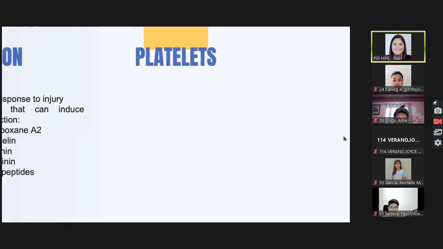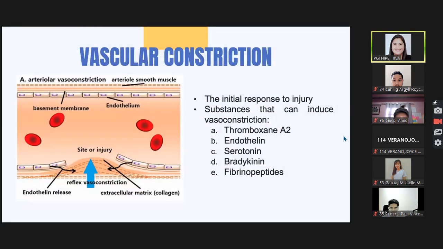I'm sorry. So vascular constriction is the initial response to injury. And you have to be also familiar with the substances that can induce vasoconstriction. We have your thromboxane A2, your endothelin, serotonin, bradykinin, and fibrinopeptides. So the function is subsequently linked to platelet plug formation due to the vasoconstrictive effects of thromboxane A2. It is usually more pronounced in vessels with medial smooth muscles and is independent of local contraction of muscles.